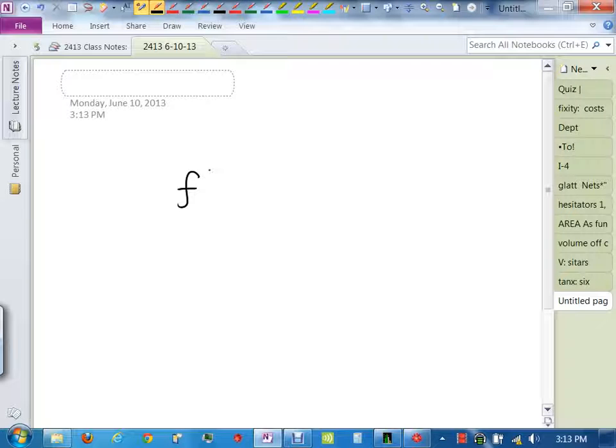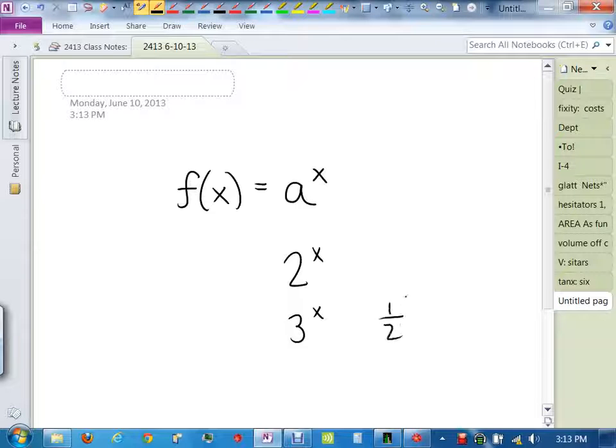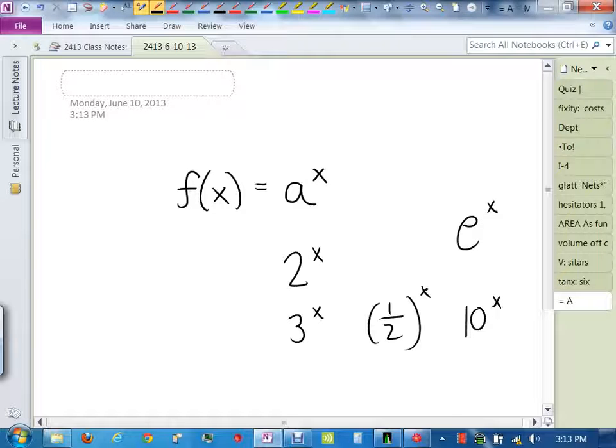But what is it? All exponential functions are some number, a, raised to the x. So like 2 to the x, 3 to the x, 1/2 to the x, 10 to the x. E to the x is a very special one, isn't it? We called it the natural exponential function. But what we have with exponential functions is that our variable is the power, as opposed to polynomial functions where the base is the variable.